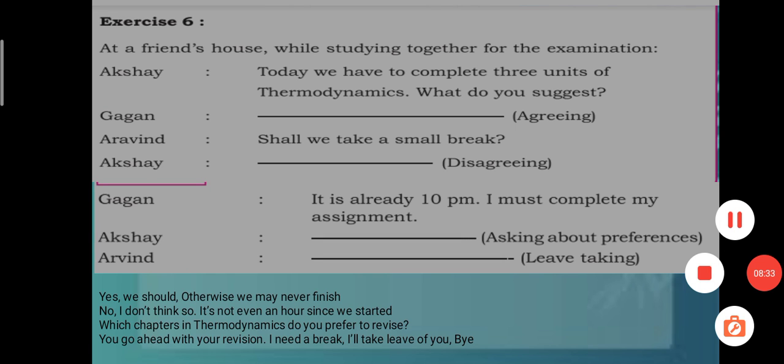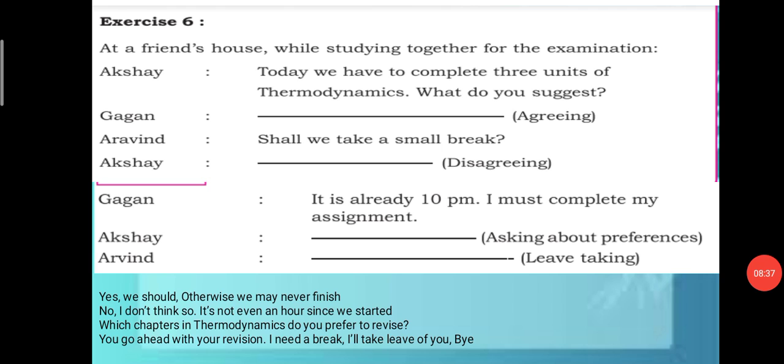So Gagan says, it is already 10 p.m. I must complete my assignment. Then Akshay says, asking about preferences. Akshay, which chapters in thermodynamics do you prefer to revise? Arvind says, you go ahead with your revision. I need a break. I will take leave of you. Bye. Since Arvind needs the break, he goes away from here.